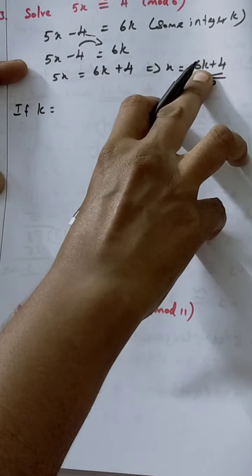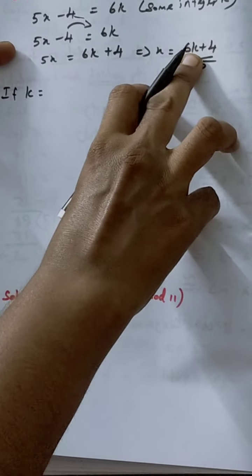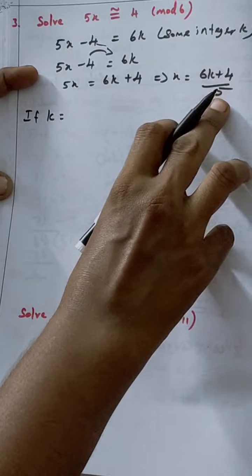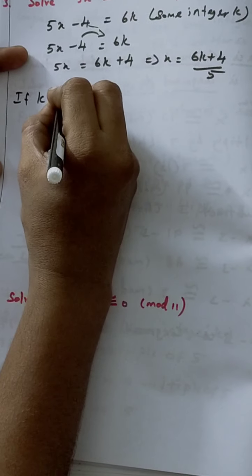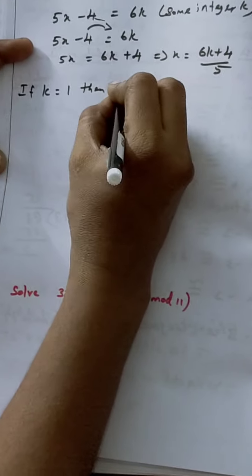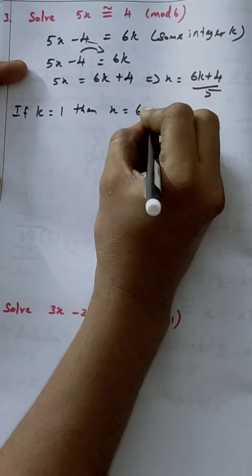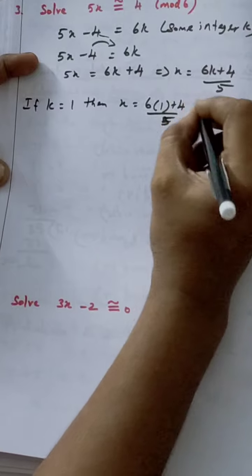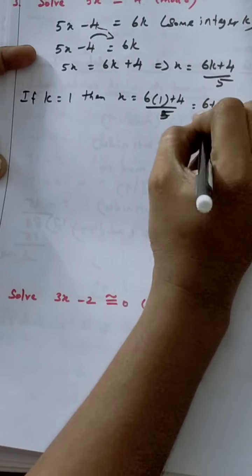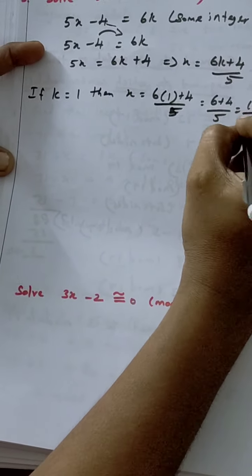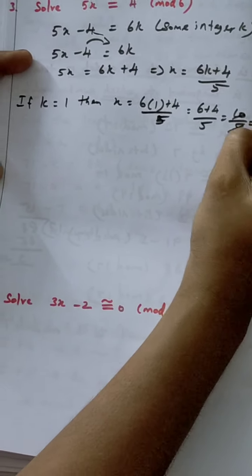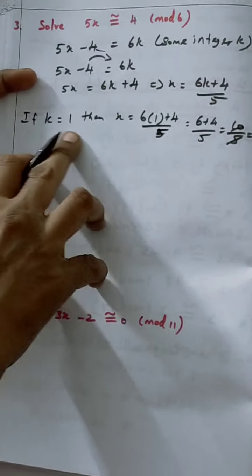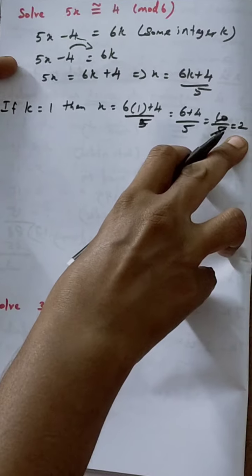So what are the values? Take 1, apply 6 into 1, 6 plus 4 equal to 10, that number is divisible by 5. So first value, if k equal to 1, then x equal to 6 into 1 plus 4 divided by 5. 6 plus 4 divided by 5 equal to 10 by 5. So cancel the terms, answer equal to 2. So if k equal to 1, what is the x value? First solution equal to 2.